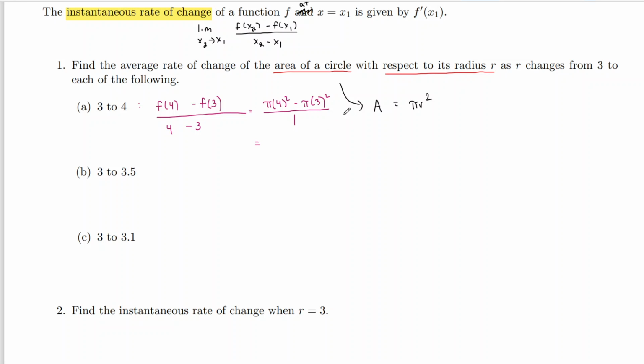And this is pretty easy to simplify. Actually, pretty much can't be easier because the denominator is just 1. It goes away. And 4 squared is 16. 3 squared is 9. 16 pi minus 9 pi would be 7 pi.